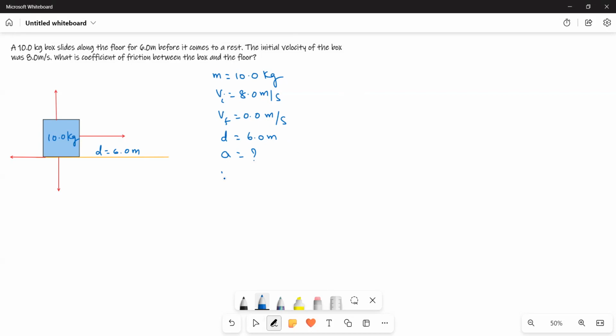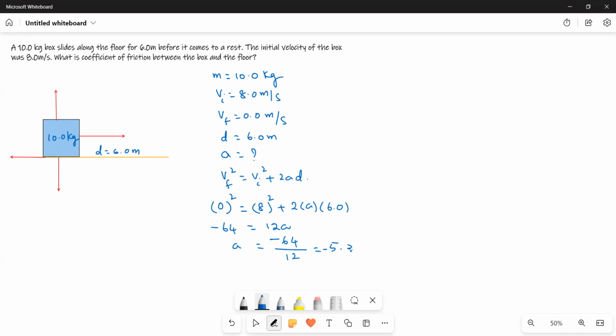So for that, we use the kinematic equation Vf squared is equal to Vi squared plus 2ad. Here 0 squared is equal to Vi, which is 8 meters per second, so 8 squared plus 2 times a times 6 meters. Therefore, negative 64 is equal to 12a, or a is equal to negative 64 divided by 12, which is equal to negative 5.33 meters per second squared. This is the acceleration.